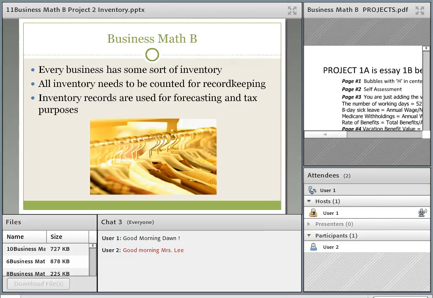Every business that exists out there needs some sort of inventory method where they keep track of their supplies and their products. The inventory has to be counted. It's for record keeping, just to keep track of what assets they have, and then it's also used for forecasting and for tax purposes.